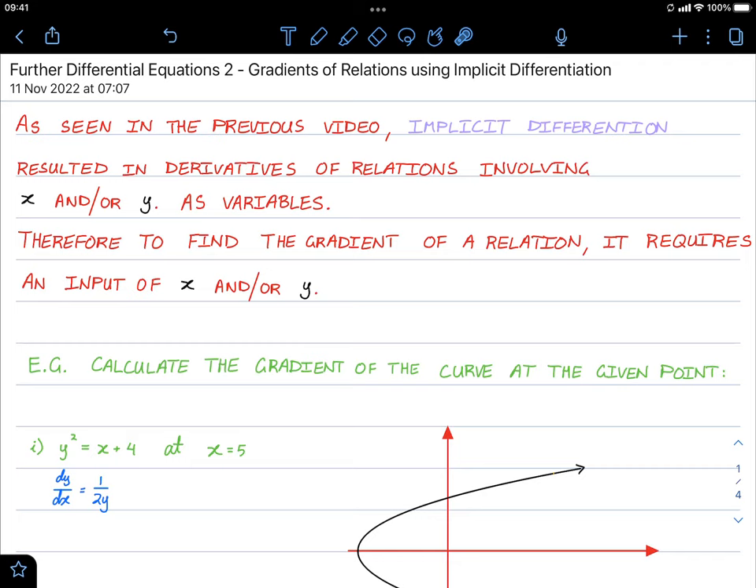Hello class, this is a video tutorial on further differential equations part 2. In this video, we'll be looking at the gradients of relations using implicit differentiation.